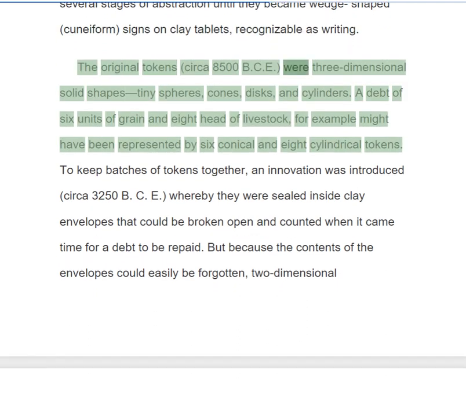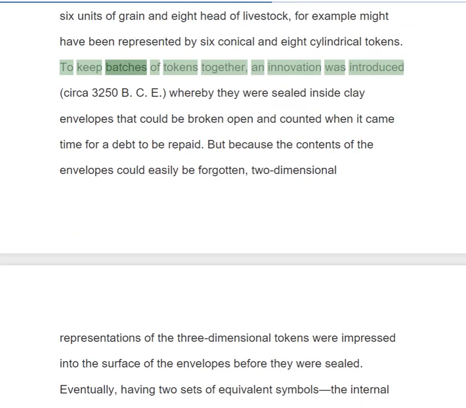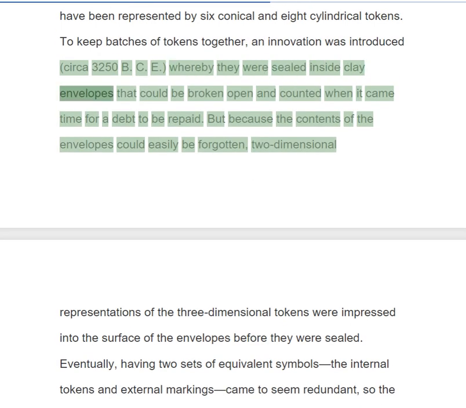The original tokens were three-dimensional solid shapes, tiny spheres, cones, discs, and cylinders. A debt of 6 units of grain and 8 head of livestock, for example, might have been represented by 6 conical and 8 cylindrical tokens. To keep batches of tokens together, an innovation was introduced, whereby they were sealed inside clay envelopes that could be broken open and counted when it came time for a debt to be repaid.